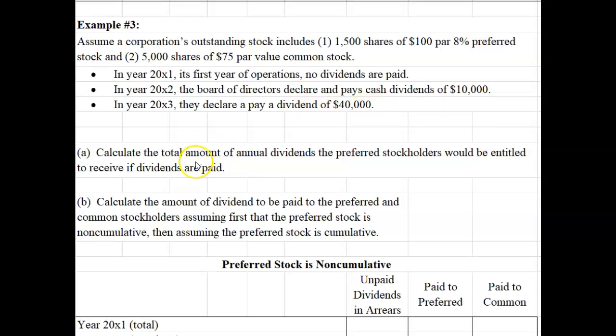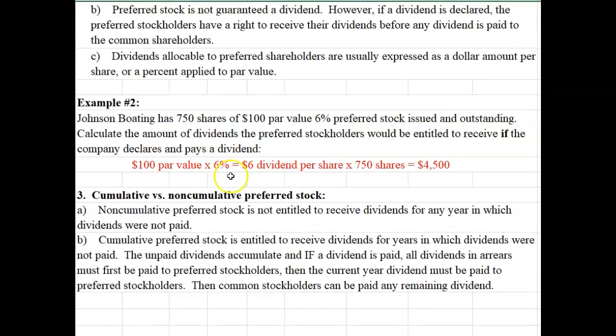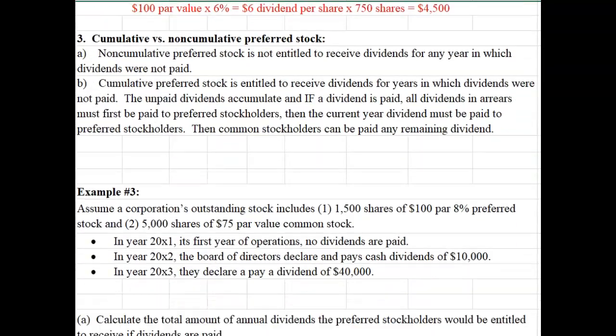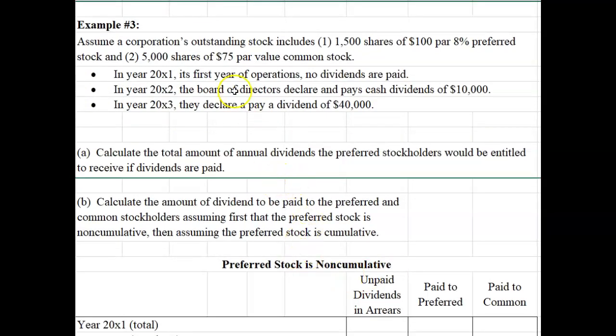So the first step we want to do is to calculate the total amount of annual dividends the preferred stockholders would be entitled to receive if dividends are paid. This calculation is done in a manner similar to the calculation we did in the prior video. So go ahead and calculate the preferred dividend if dividends are paid given this scenario. Then start your video again to check your work.